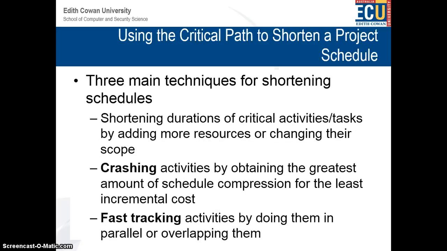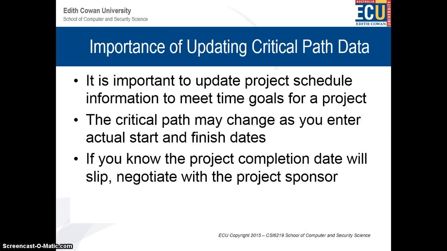Now think about how to shorten the project schedule. Techniques for shortening schedules. How to shorten a schedule? I would say make a task or a few tasks in the critical path smaller, remove them, or figure something out. Shorten the duration of critical activities by adding more resources. Makes sense. Crashing activities by obtaining the greatest amount of schedule compression for the least incremental cost. Fast tracking activities by doing them in parallel, overlapping them. That's true. The same team can be doing two different tasks if they're paid more or fed well with good pizzas.